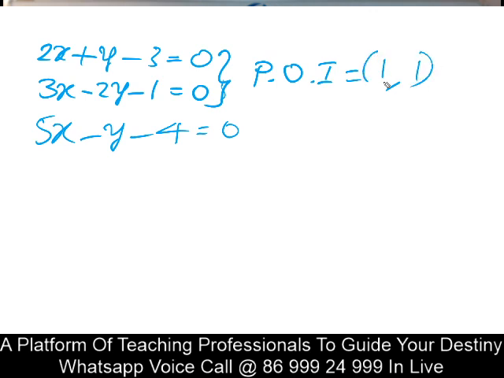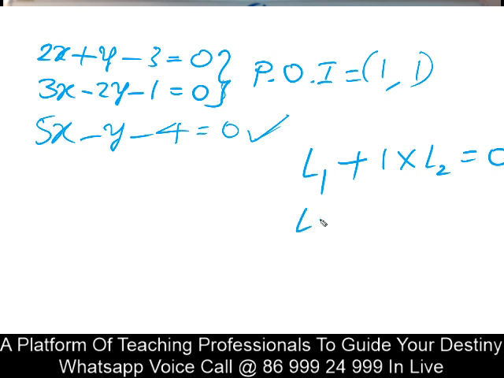Now, I said this third line is also concurrent with these two lines, and what is the operation I did? I have just added them. Check whether (1, 1) is satisfying this or not. 5 minus 1 minus 4, 0. It's satisfying. I just added them. That means I did L1 plus 1 into L2 equal to 0.